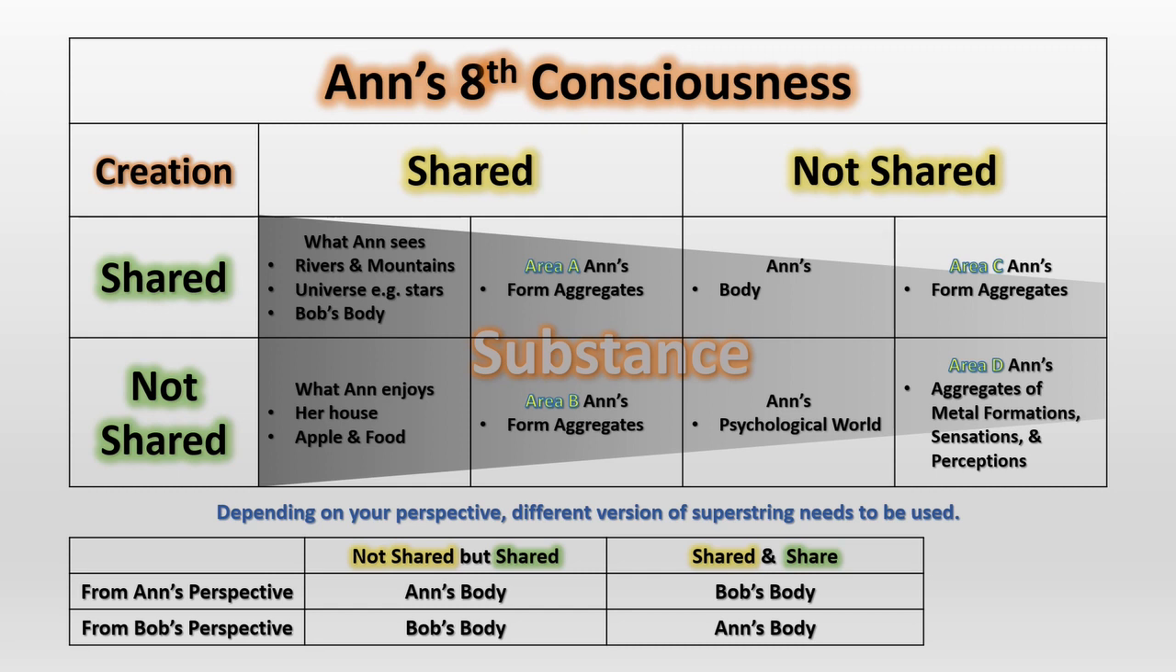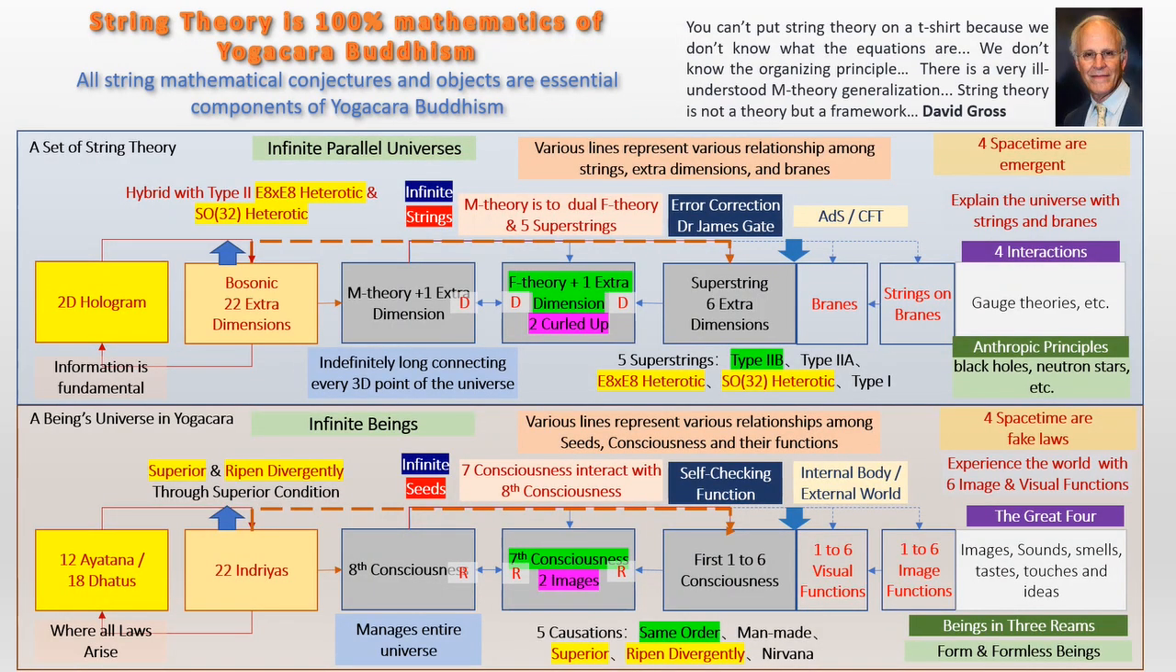If it is too complex to understand, just imagine there are 4 areas of storage for substance, A, B, C, and D. These storage areas are maintained by seeds of 8th consciousness as previously mentioned. This is locality and non-locality existing together, and hence why there are 5 superstrings, as depending on your perspective, a different version of superstring needs to be used. For example, when type 2b is used to calculate a black hole, it is from the perspective of the black hole itself. To summarize, string theory is 100% mathematics of Yogacara Buddhism, and all string mathematical conjectures and objects are essential components of Yogacara Buddhism.